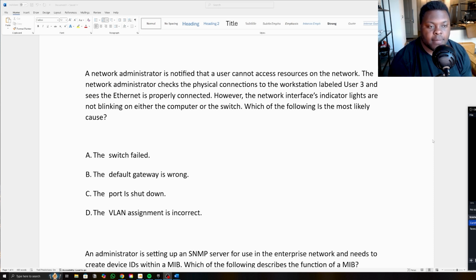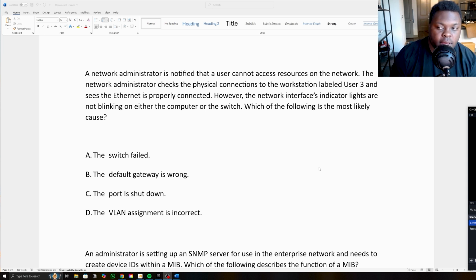All right, so we got a network admin. A user contacted them, let them know that they are unable to connect to the network. The network admin first investigates to make sure that the Ethernet cable is properly connected to the computer and to the network interface, but he doesn't see any lights on the computer or the switch. All right, we take a look at this. Answer choice A, the switch failed. If the switch failed, then all users would have issues connecting to the network.